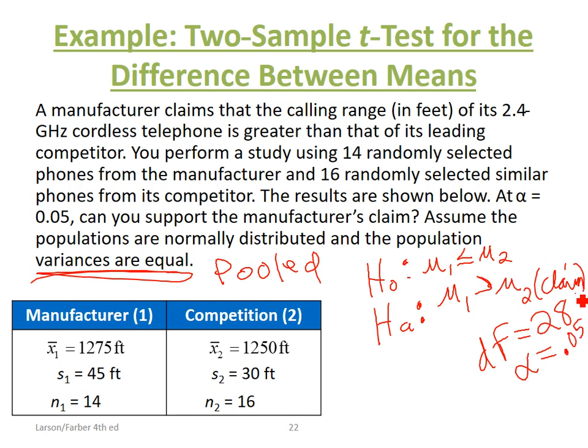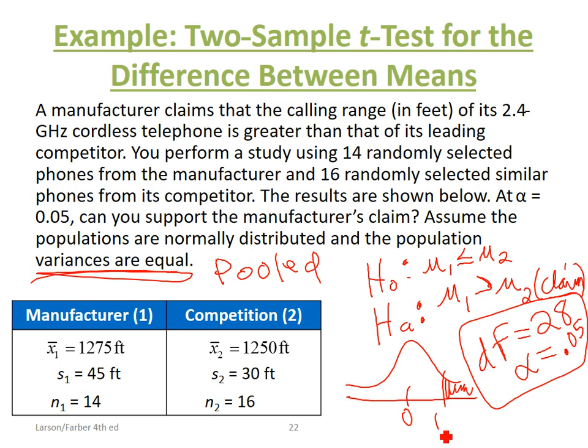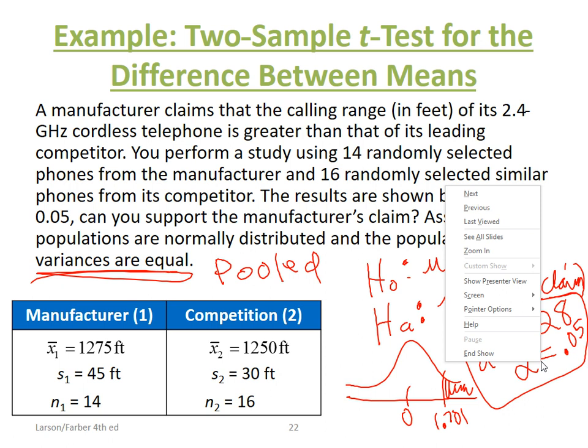Get out your charts again. Are we going to be left-tailed, right-tailed, or two-tailed? It's bigger than, so right tail. Right-tailed, with 28 and .05. What number does that give us on our T chart? 1.701. Everybody agree with that? Hopefully that's all right.